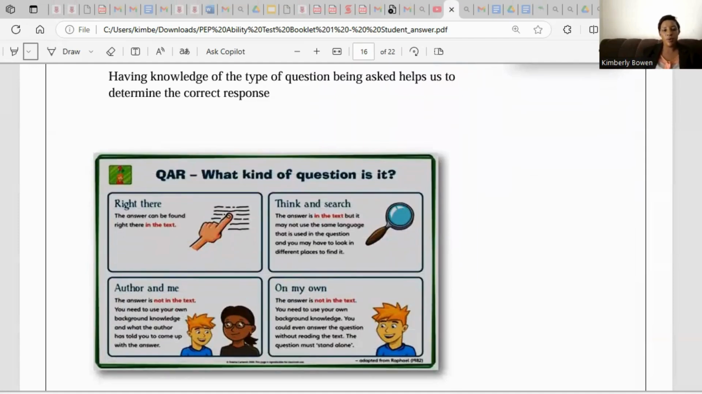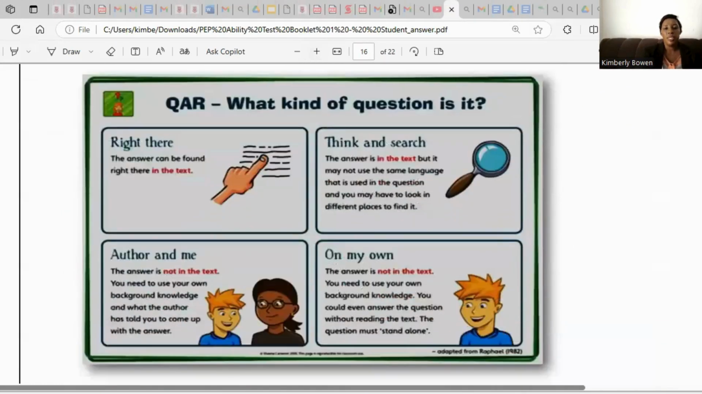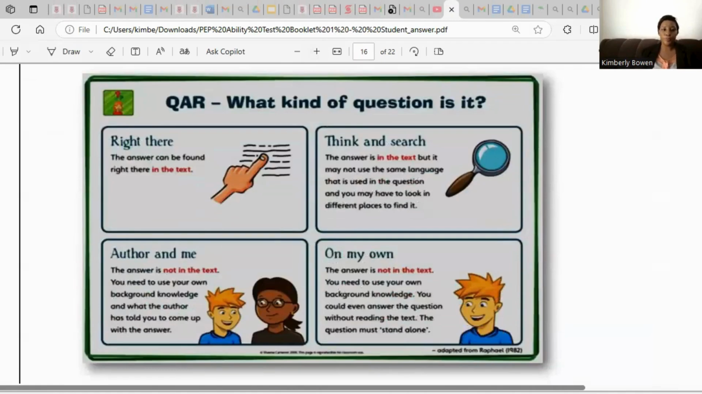So we have four types of questions. We have the right there questions, think and search questions, author and me, and on my own. With the right there questions, the answers can be found right there in the text. For the think and search questions, the answer is in the text, but it may not use the same language that is used in the question, and you may have to look in different places to find it.